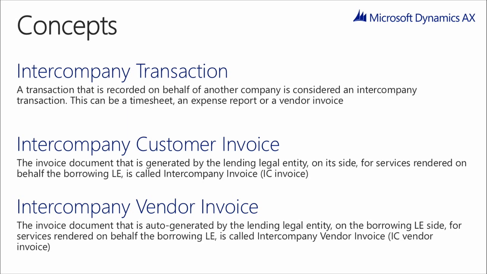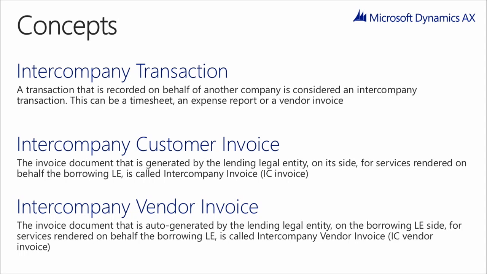An intercompany customer invoice is an invoice document that is generated by the lending legal entity for services rendered on behalf of the borrowing LE. Hence, it's called an intercompany invoice, or IC invoice. An intercompany vendor invoice, on the other hand, is the invoice document that is auto-generated on the contracting side. When it's posted on the contracting entity side, it will actually record the costs against the project on the contracting company.